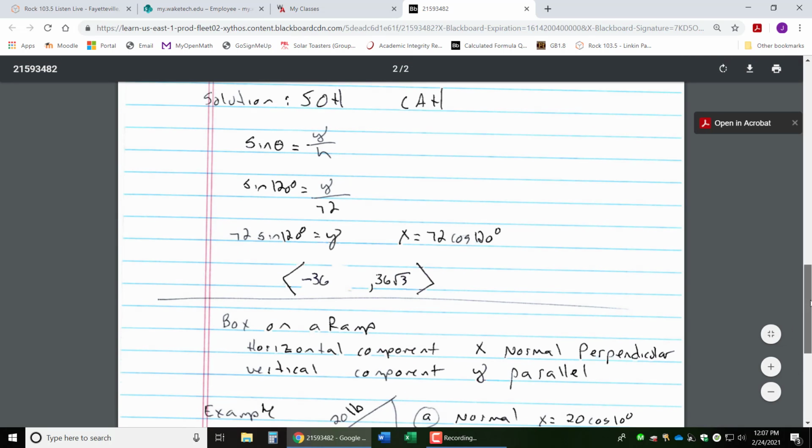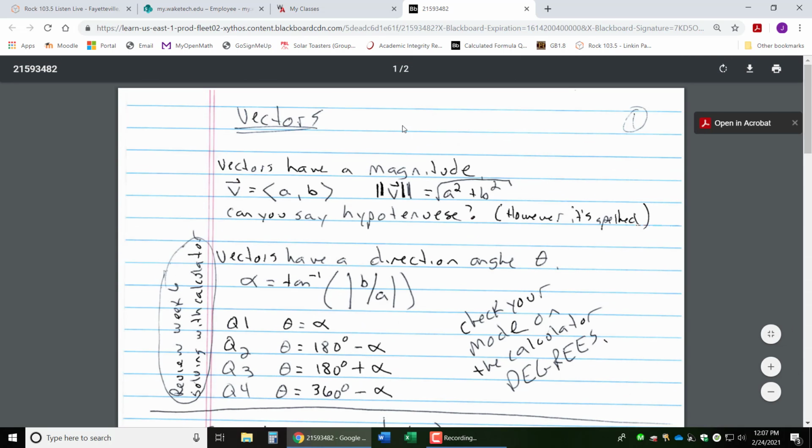That is the end of the basic stuff on vectors. We do more with vectors in a couple of weeks, but for now, we're done.